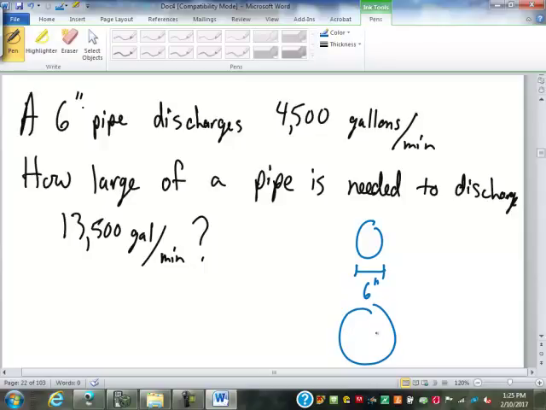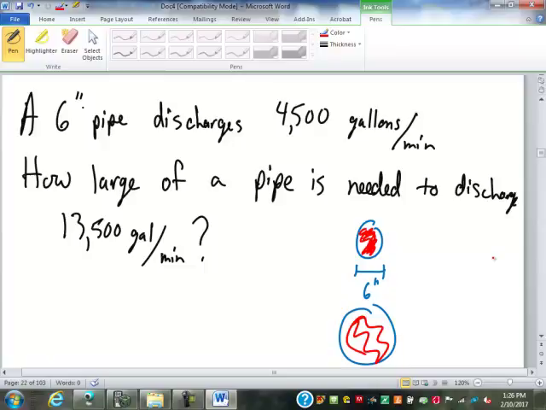Is that going to change the volume? No, it changes the cross-sectional area. Right? So all we're changing here is an area. To change the volume, we would actually have to change the flow rate of the fluid coming out of the pipe, which we're assuming we can't. That flow rate has to stay constant. So we're changing an area.